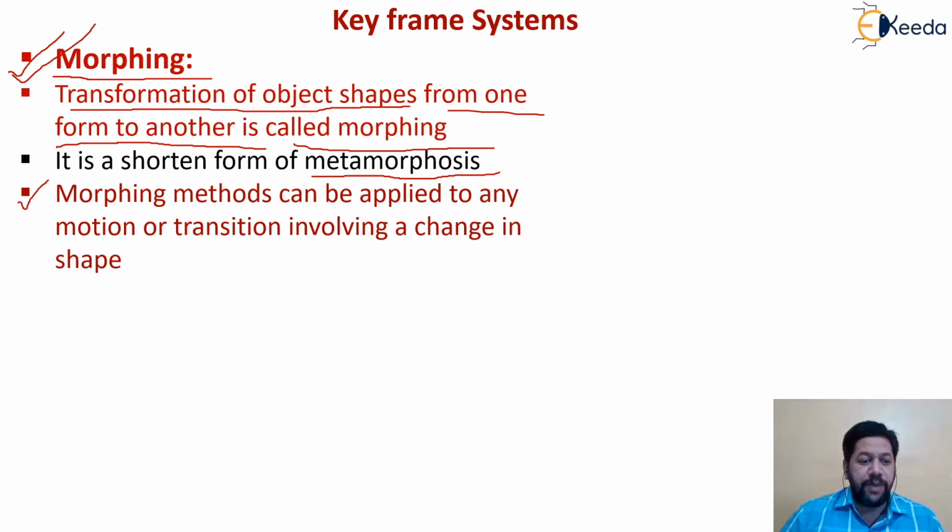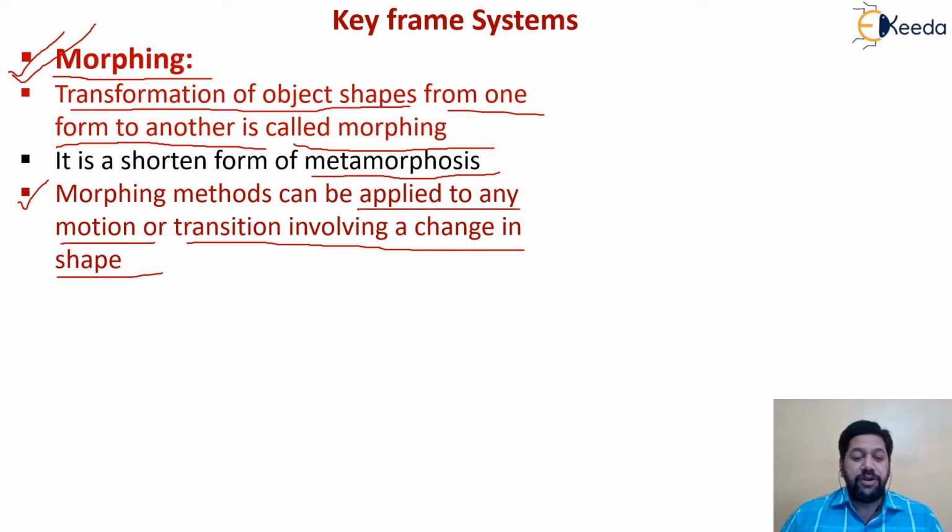Morphing methods can be applied to any motion or transition involving a change in shape. Whenever I want to show a change in the shape of the object, maybe I want to show a boy's face converted into a girl's face, or a person converted or changed into an animal face. That is what we call morphing. So morphing methods are applied to any motion or transition involving a change in the shape of that particular object, or maybe a change in some part of that object.